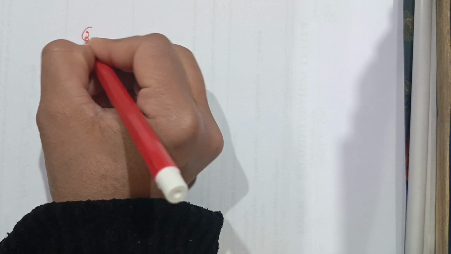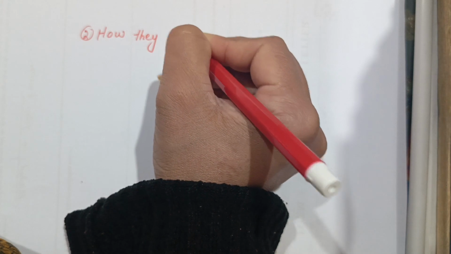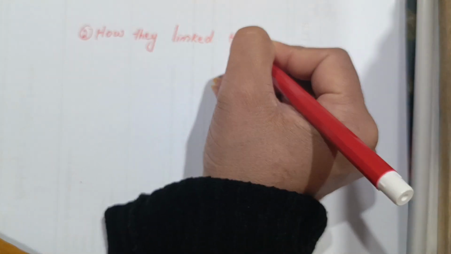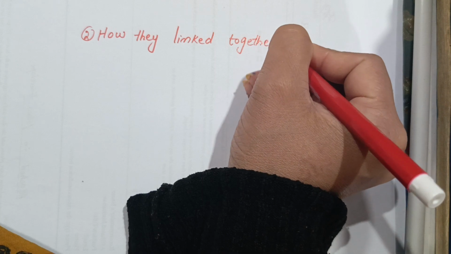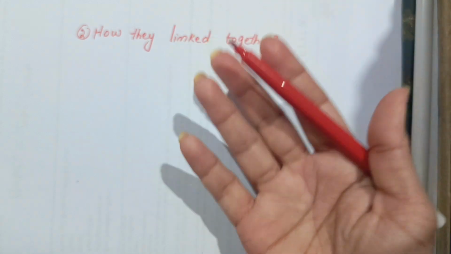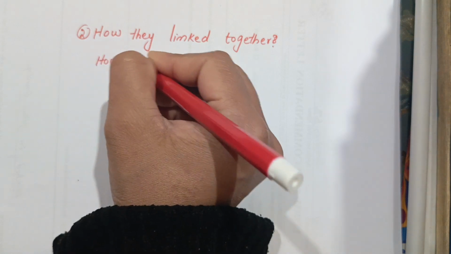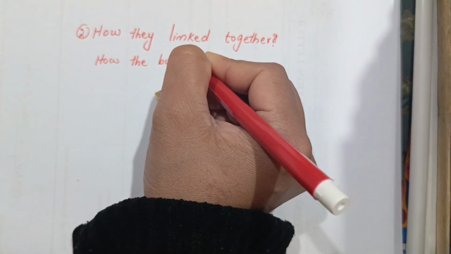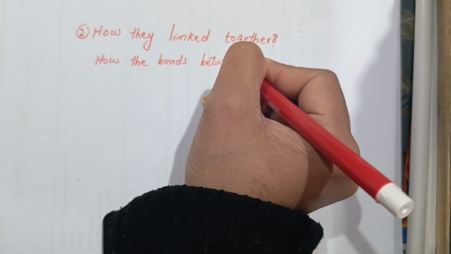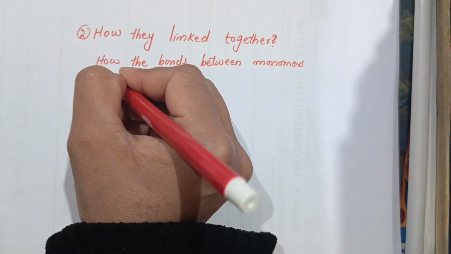Okay, next we will discuss how they are linked together: how these monomers link together and form the polymer structures, or how the bonds between monomers are formed.